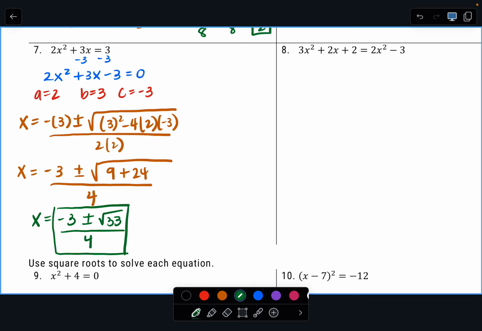Wait, we do that. Can I have a piece of notebook paper? Because I keep running out of room. No, we're almost done.